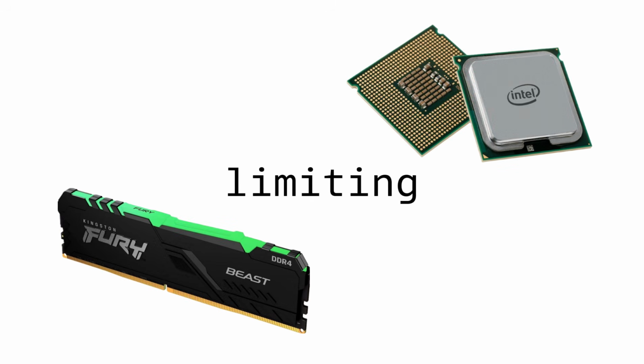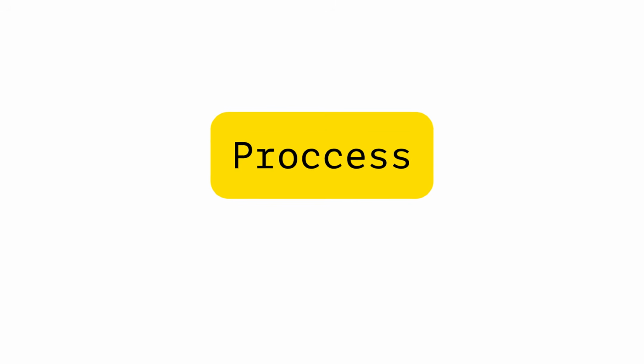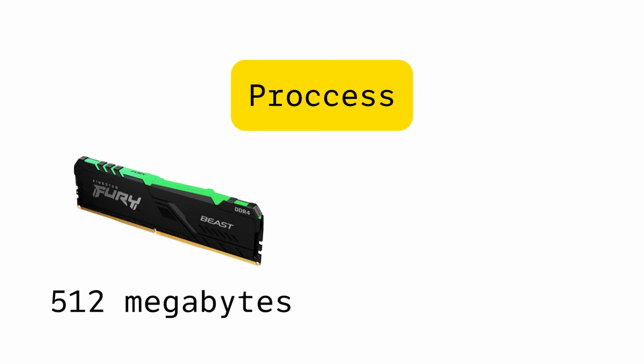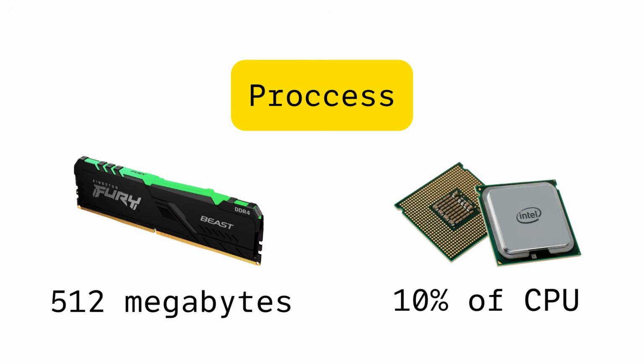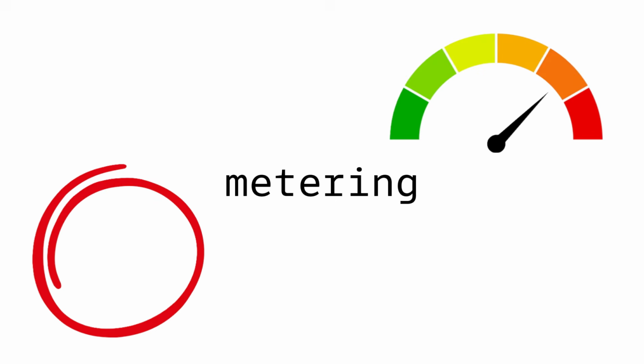cgroups provide resource limiting. They act like a meter, ensuring a process can't use more than, say, 512 megabytes of RAM, or 10% of your CPU. When you combine isolation with metering, you have a container.